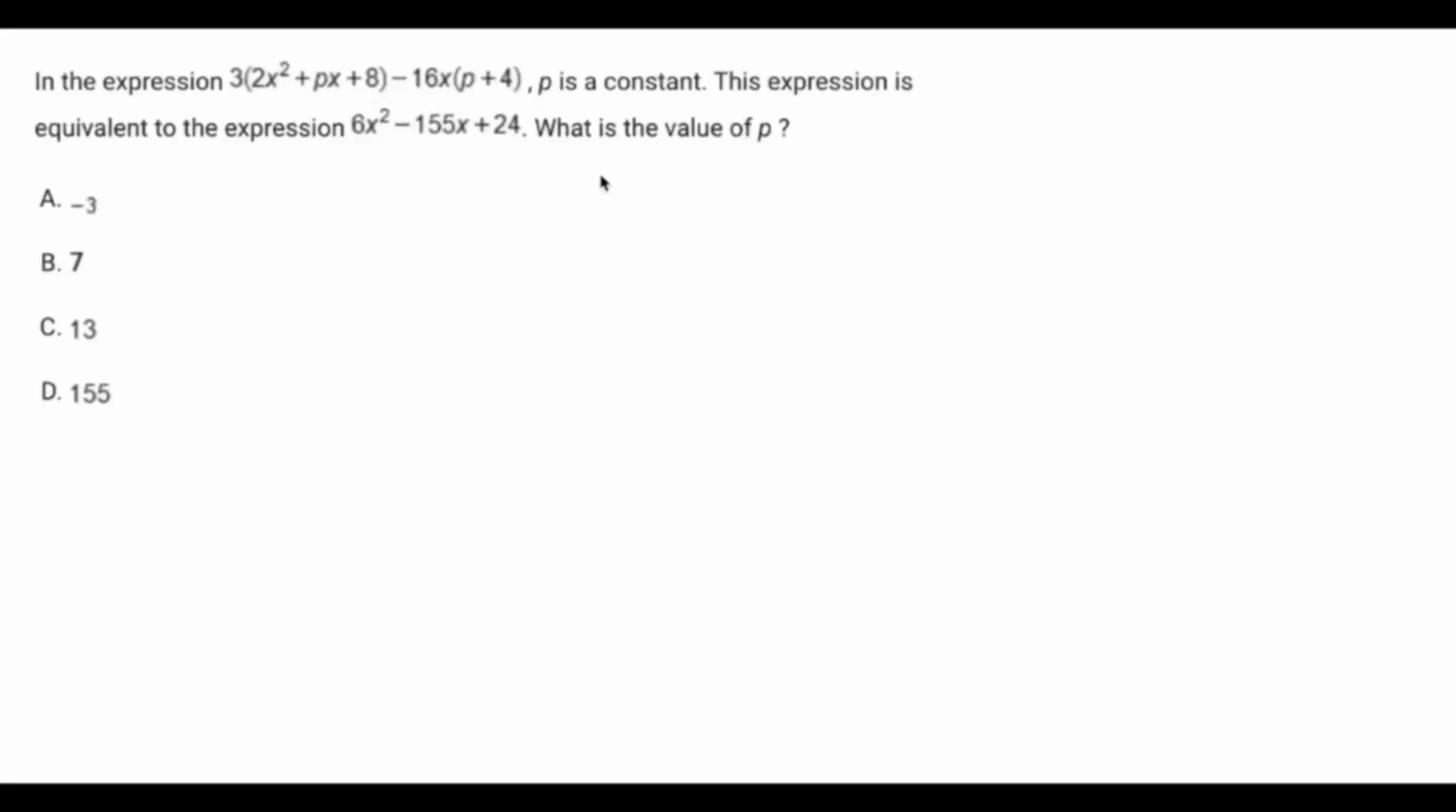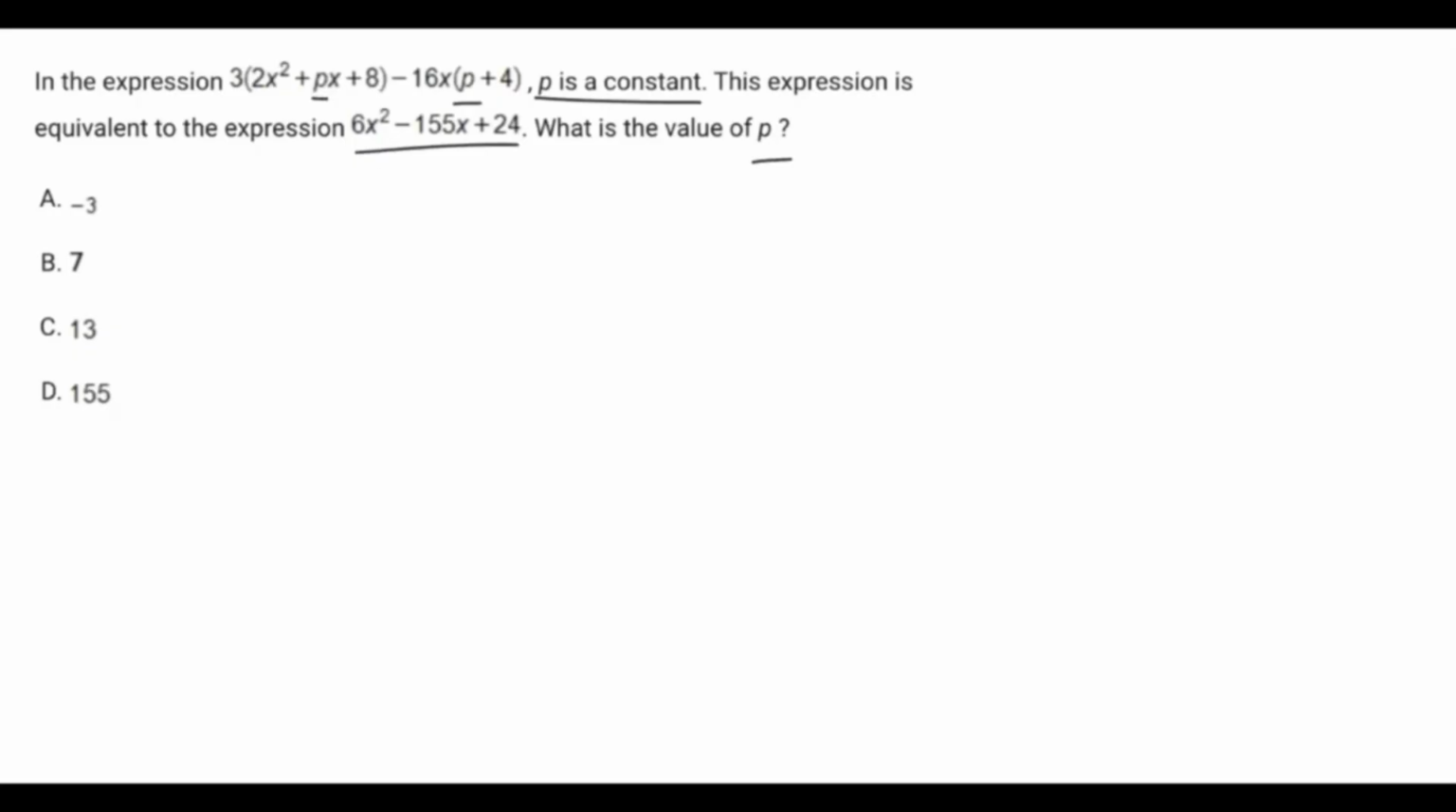The expression 3 times (2x squared plus px plus 8) minus 16x times (p plus 4), where p is a constant, is equivalent to the expression 6x squared minus 455x plus 24. What is the value of p? So here we have 2 missing variables in this one equation, so that is going to make it a little bit tricky to solve.